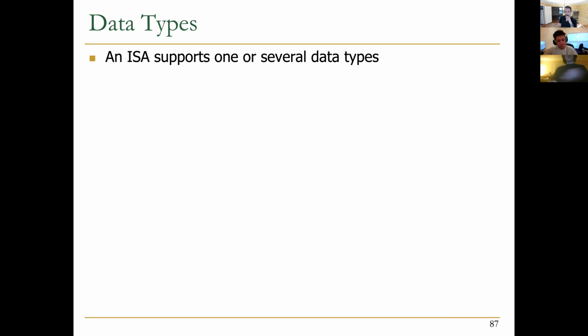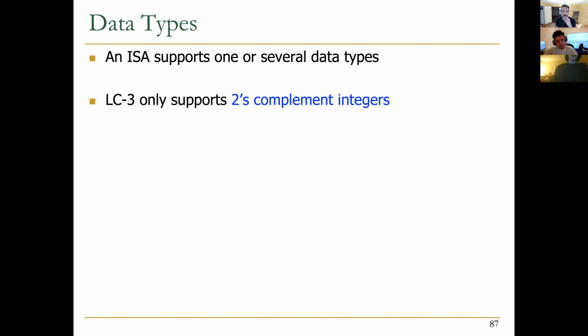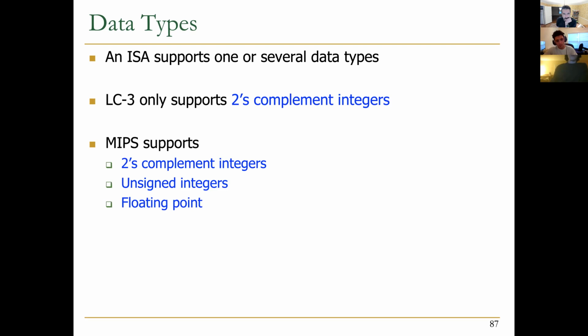As a part of the ISA, you have data types, right? So an ISA supports multiple data types. LC3, for example, supports 2's complement integers. MIPS supports, beside 2's complement, unsigned integers and also floating points. So again, the data types are an important part of the ISA definition.